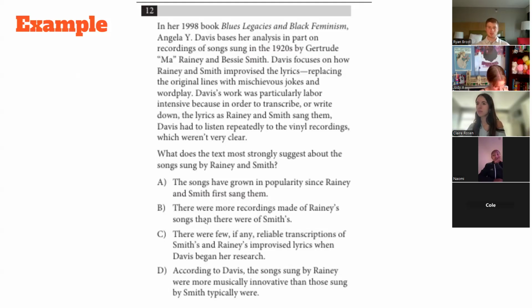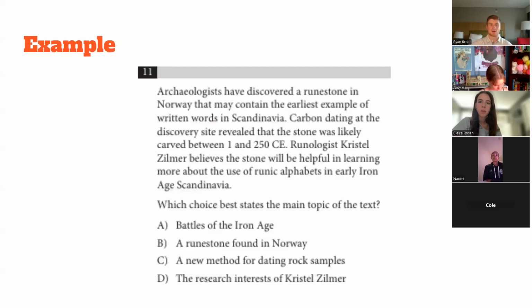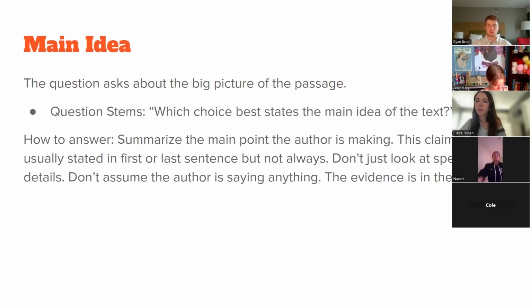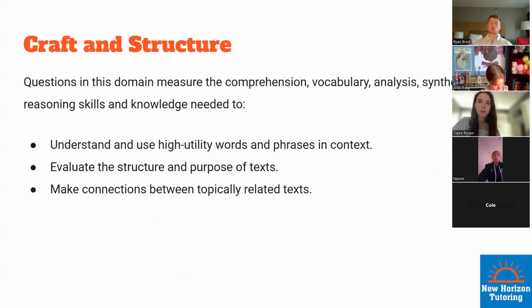So that leaves us with C here, but we can also look at the text, and it shows how he is listening to the vinyl recordings to write them down. So we can infer that there was nothing that had already been written. So yeah. Cool. Okay. Now that's the last one for the information and ideas types of questions. So now we can move on to craft and structure. This is the part directly copied from the website.